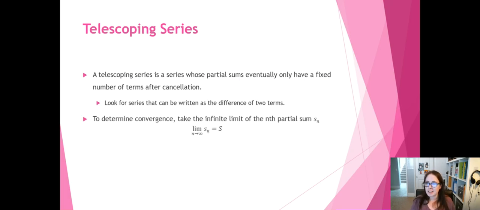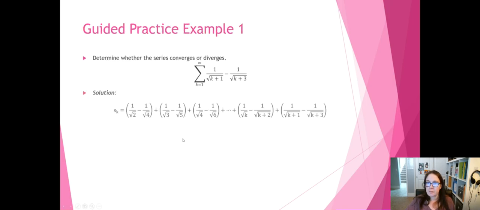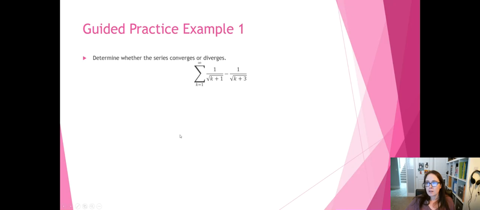And just like we said in the last slide, if I take the limit of the nth partial sum and I get a real number, then I can say it converges. So really what our plan is with the telescoping series is we're going to figure out what that nth partial sum looks like. If I go out to a particular n value and I cancel out all the terms that cancel, whatever's left over, I want to take the limit of that as n approaches infinity and see what I get. So let's look at an example of this.